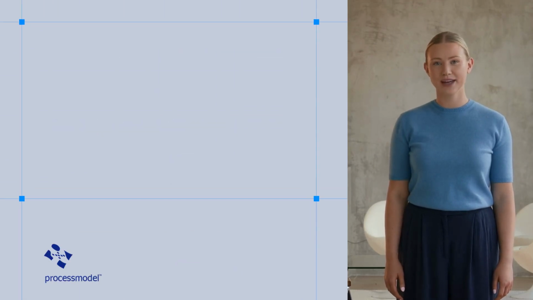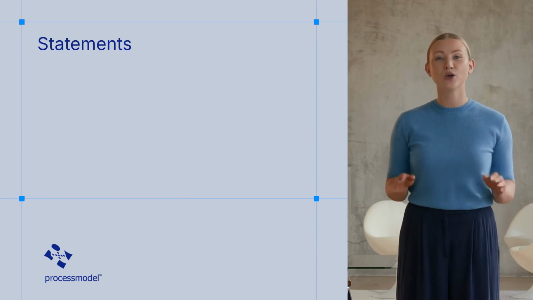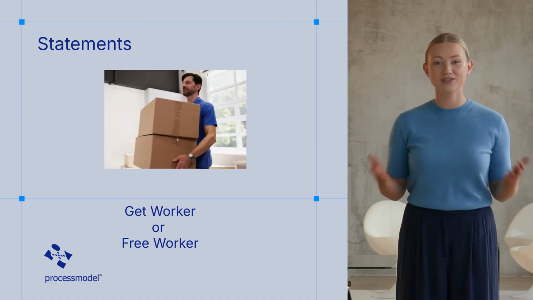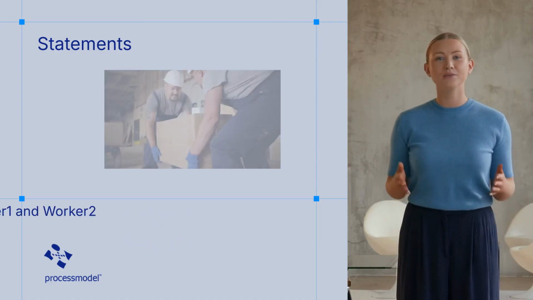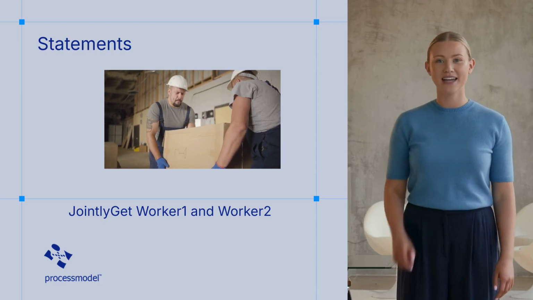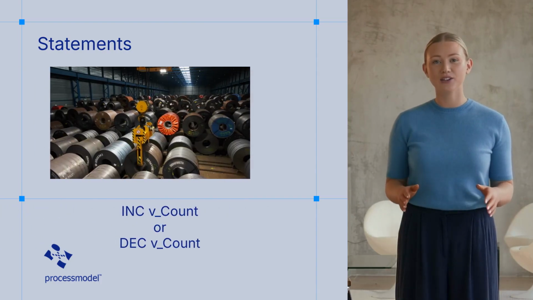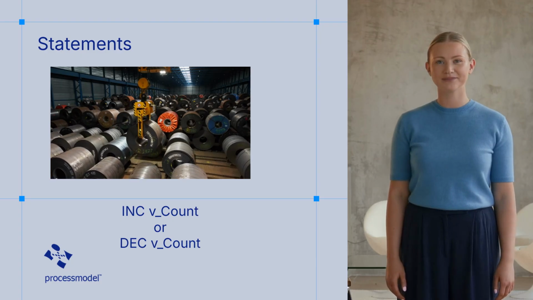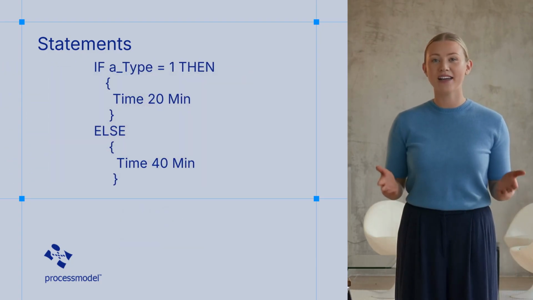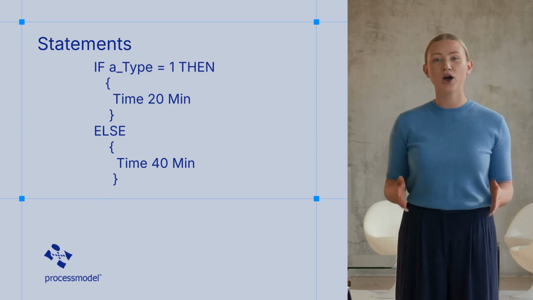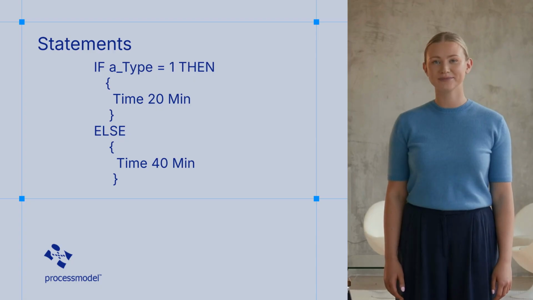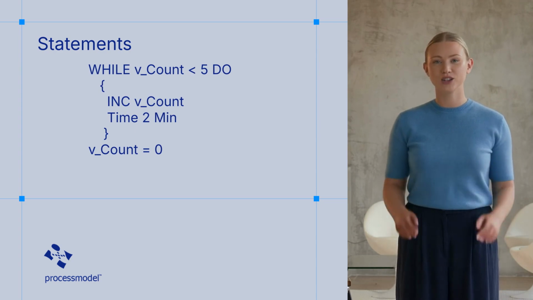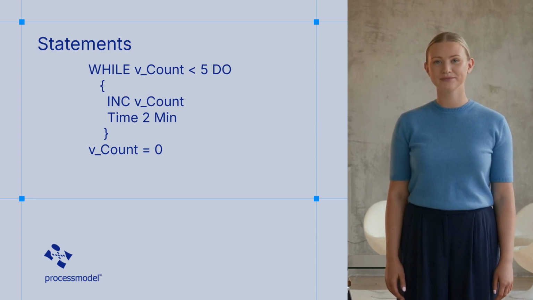Let's look at the tools in your toolkit. We call these statements. These control the behavior of the software. For resource management, you will use get to capture resources and free to release them. If you need multiple resources simultaneously, use jointly get. To track data, use INC and DEC to increment or decrement your variables and attributes. And for flow control, you have if, then, else to execute blocks of code based on conditions, and a while do statement to repeat an action for as long as a condition is true.